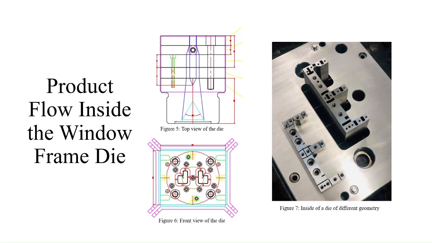When the PVC exits the die, it tends to expand due to elastic recovery. For this reason, the die opening is intentionally designed slightly smaller than the final desired profile dimensions. This compensation is usually determined through empirical experience and trial adjustments.